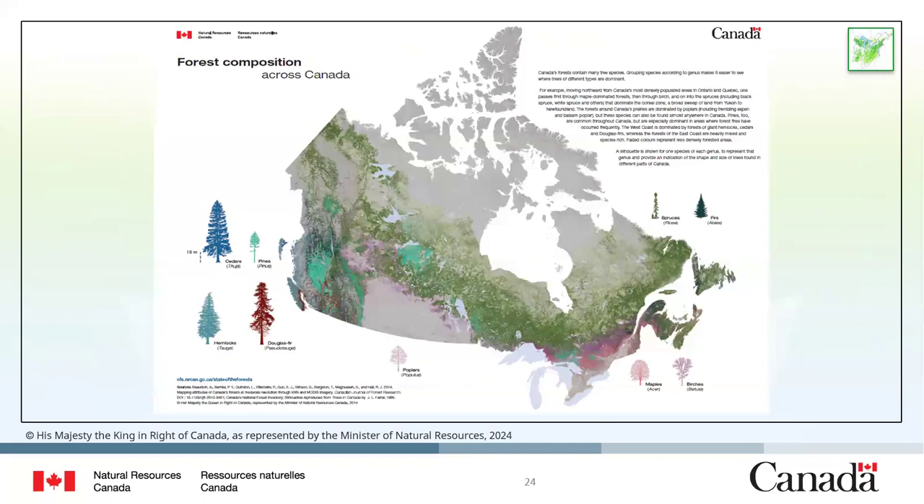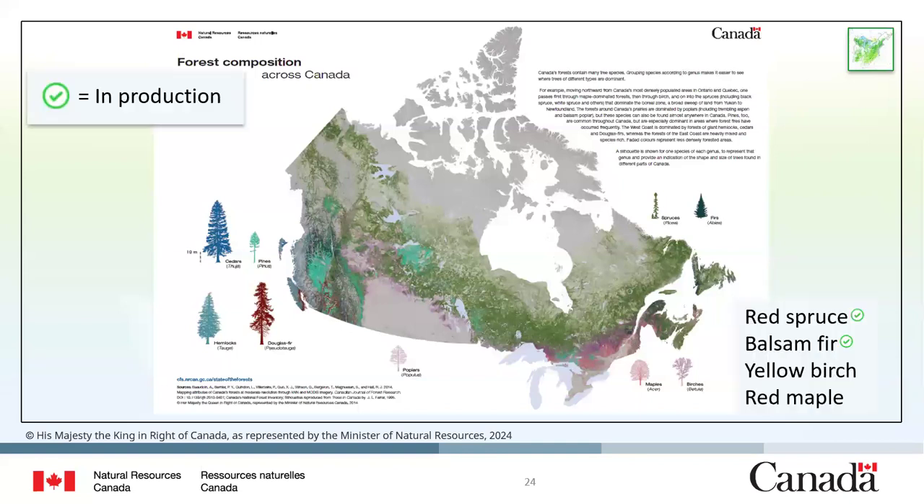I took the predominant 3 species from the different forest regions of Canada to list the major species and the chapters in production. As you can see in the east, we have red spruce and balsam fir that are in production, while yellow birch and red maple are still available.